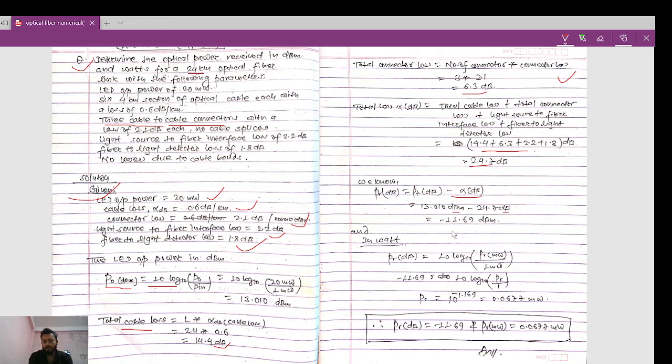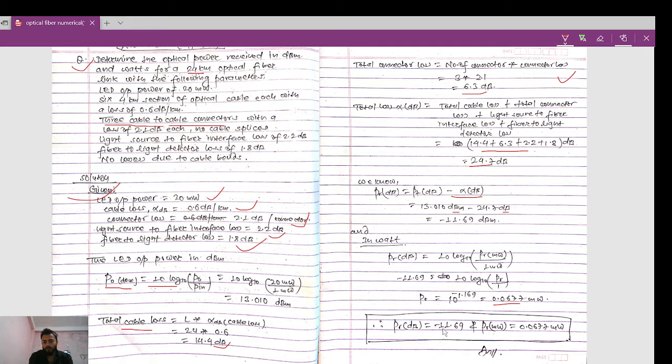So PR in dBm right now we have calculated as minus 11.69 dBm, and 10 log 10 right now we have to calculate PR. Here we have PR, total power PR in milliwatt, and input power is given as 1. So you can calculate PR in watt. We can get 10 to the power minus 1.169. So you'll get here 0.0677 milliwatt.